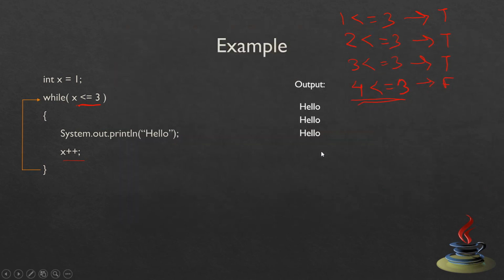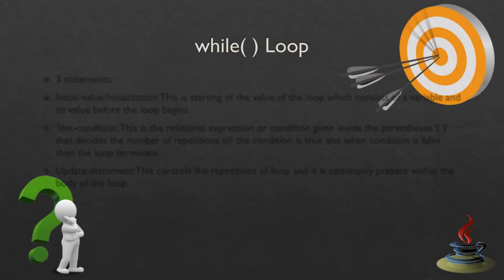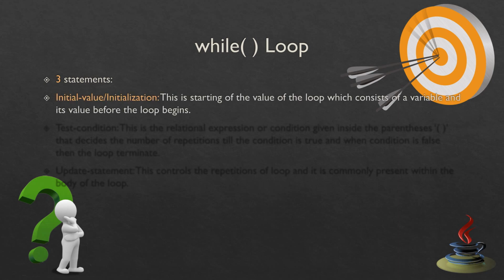All right, let's go back to our slide. So what we learn in your while loop is that there are three statements, three major facts. The first one is your initial value, or you can say the initialization. This is the starting value of the loop, which consists of a variable and its value before the loop begins. Whenever you create a while loop, you have to initialize a variable with some value. That is your initial value for your loop.